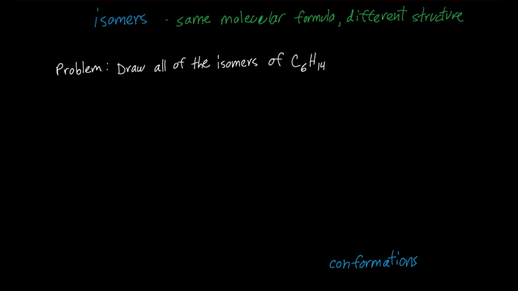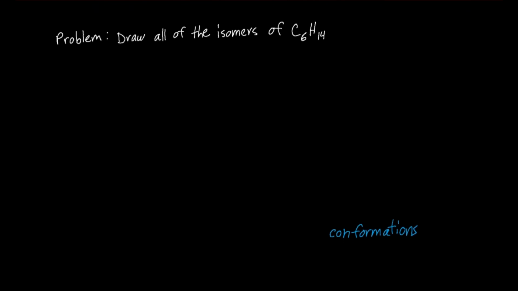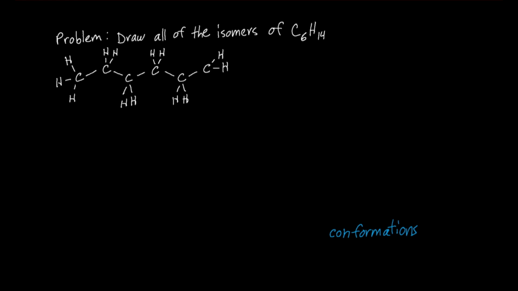So, for example, best way to see this is to do a sample problem. Draw all the isomers of C6H14. So, the first way I would approach this is draw the full molecule out and make sure you know what you're working on. Carbon, carbon, carbon. There's going to be 6 of them. Carbon, carbon, carbon. Add the full complement of implied hydrogens. I'll get to that term soon. Such that each carbon has 4 bonds. And that should bring us to this hydrocarbon of C6H14.